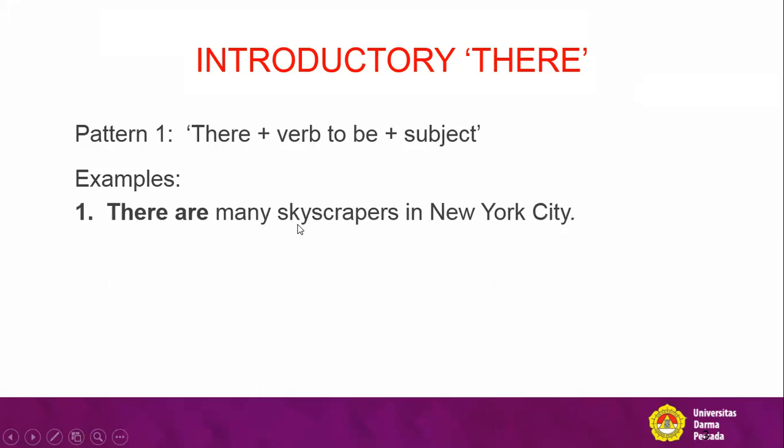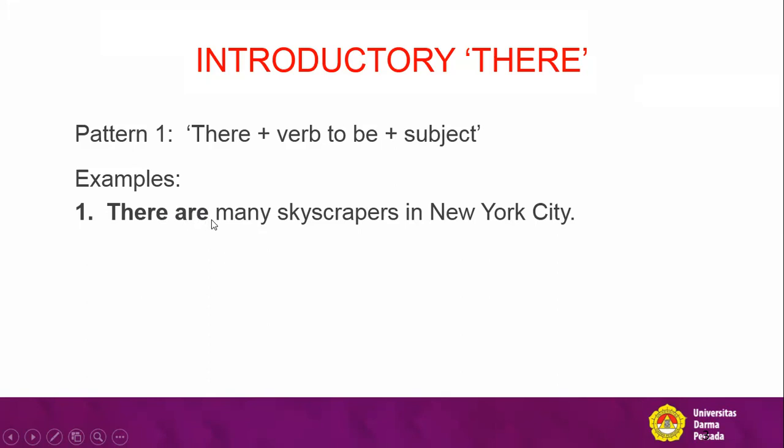There are many skyscrapers in New York City. We have there. Everybody can see this one, there. And then we have to be, are, there are. And then we have subject, many skyscrapers. Because when we say there, we are talking about position. So we can see here, we have the position New York City as the position. And when we talk about quantities, we have many skyscrapers. So how many skyscrapers? Many skyscrapers. That is why we have there are.